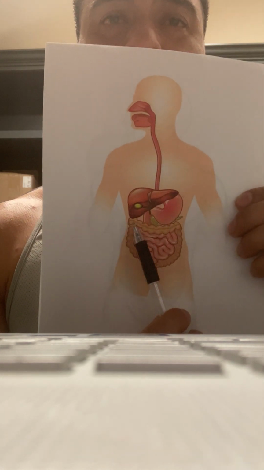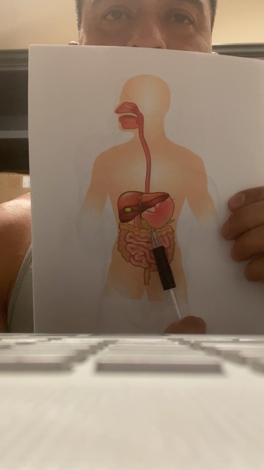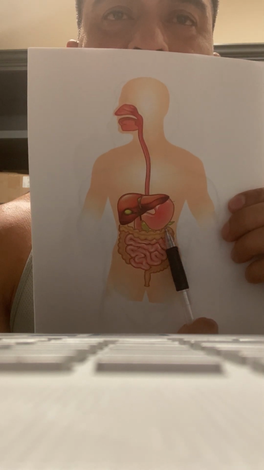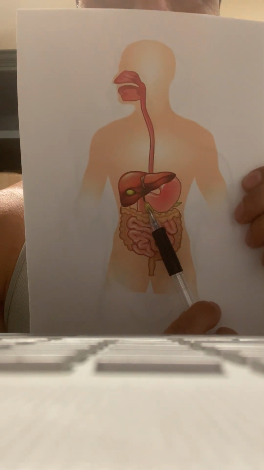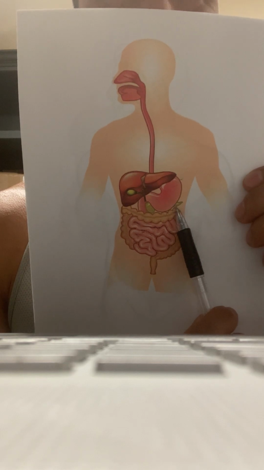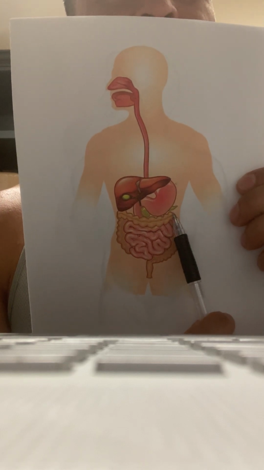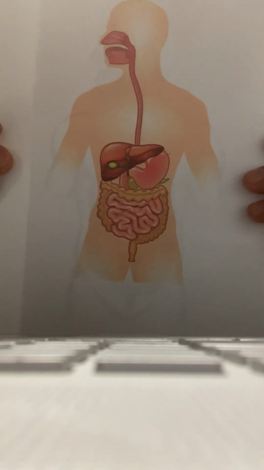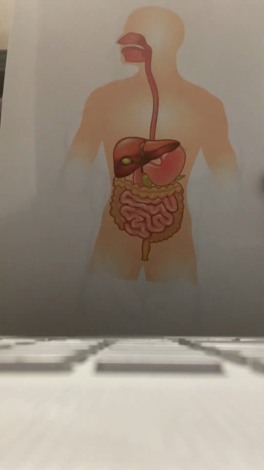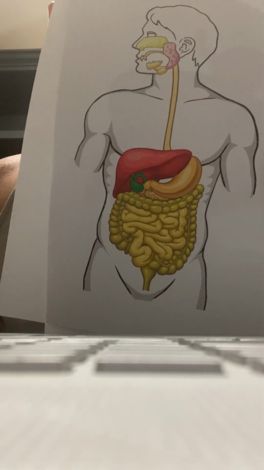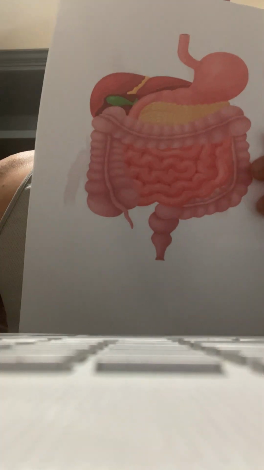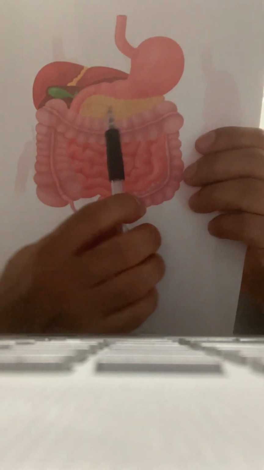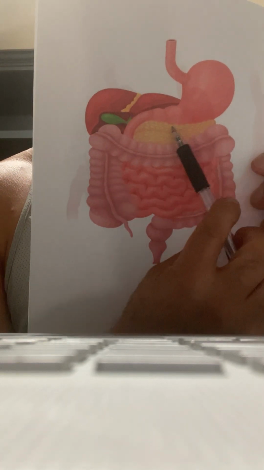And also we find the pancreas, which is right here under the stomach. Maybe I can give a closer look. Maybe I can find a different picture. Let me find one now. Give me a minute. Here it is. This is the pancreas, right over here.